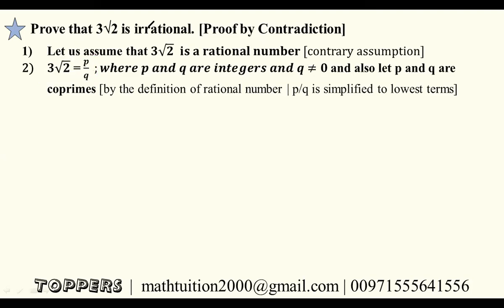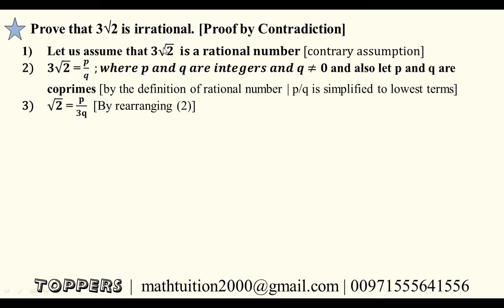Now take this 3 to the right side. What will happen? You will get root 2 equal to p by 3q, right? See, here p is an integer, q is an integer, and 3 is also an integer. So an integer divided by 3 times an integer is a rational number. So this right side is rational. If the right side is rational, the left side should also be rational, correct?